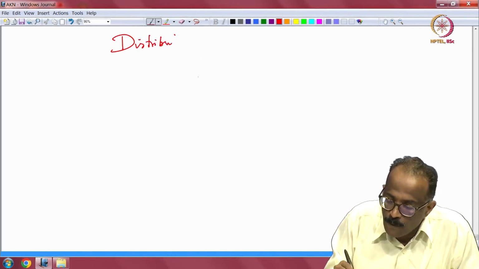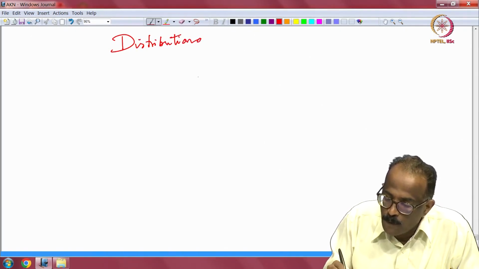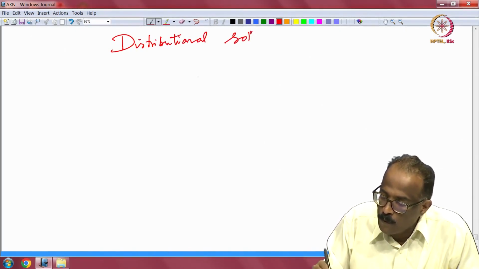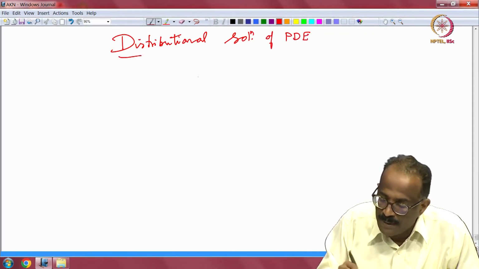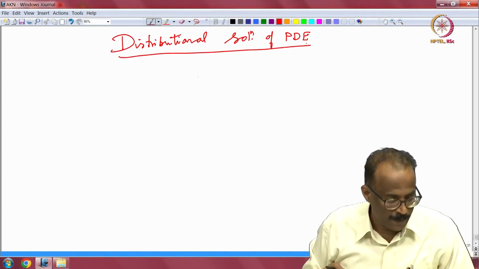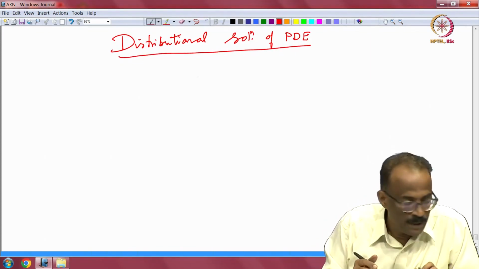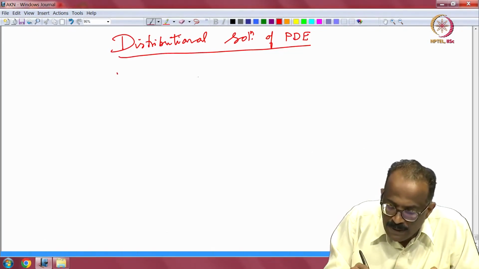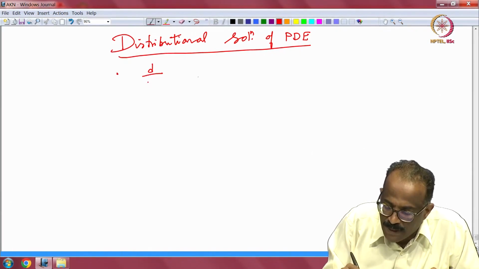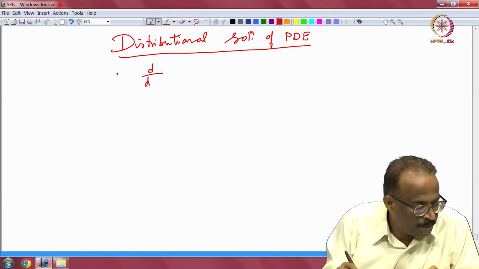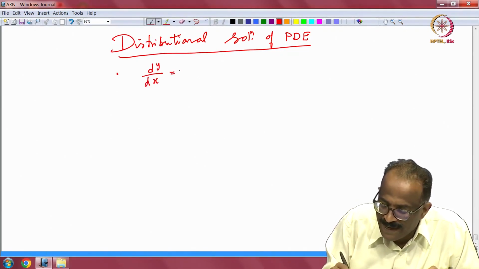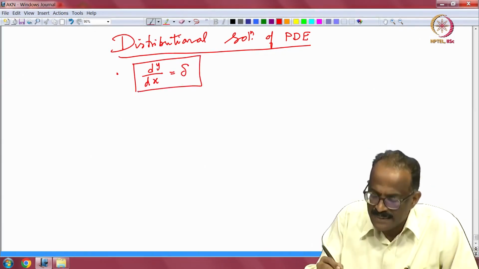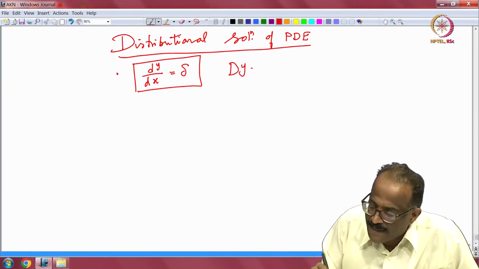Distributional solution of PDE. So, I will give basically a couple of examples and then let us see how we will proceed. Look at here. Let us just recall dy by dx equal to, look at this differential equation with the delta. So, it is equivalent to dy equal to delta.